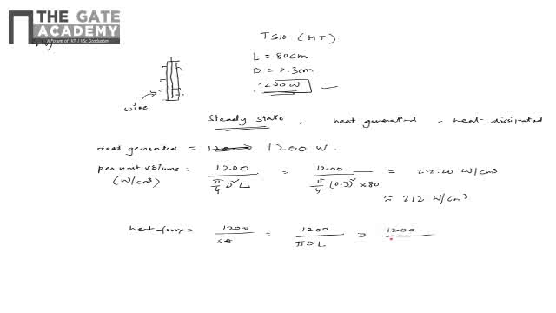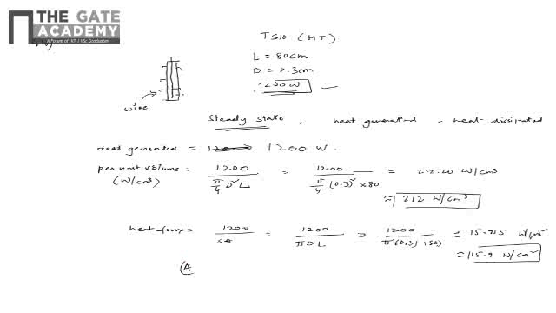So 1200 by pi into 0.3 into 80. So this comes out to be 15.915 watt per centimeter square. So this is close to 15.9. So both the answers, 212 and 15.9. Let's look at the options. The option for this is A.